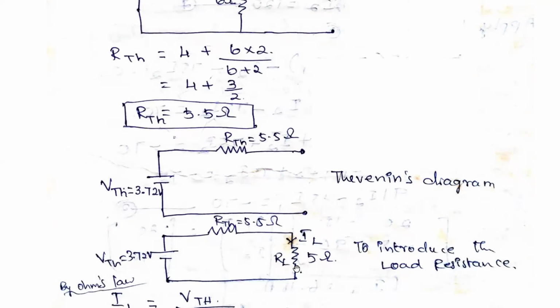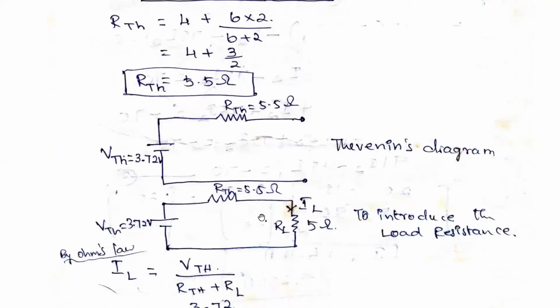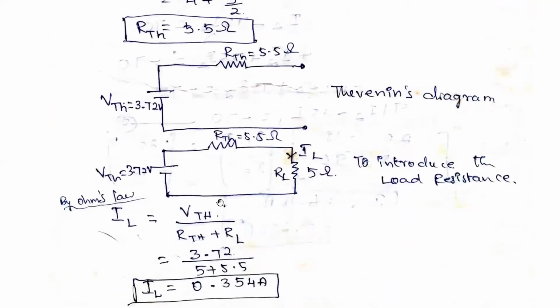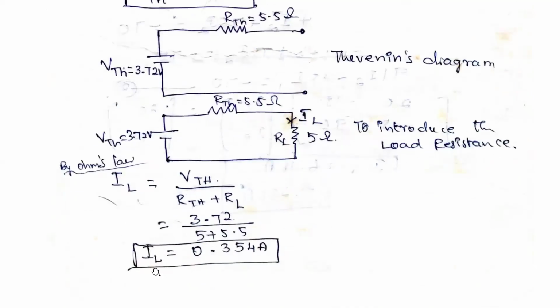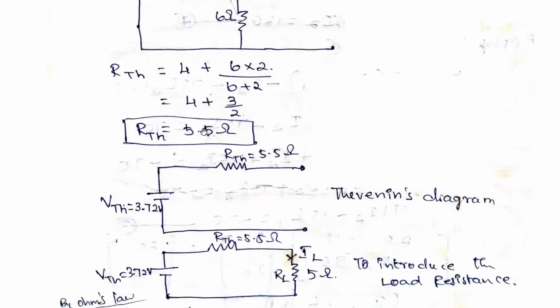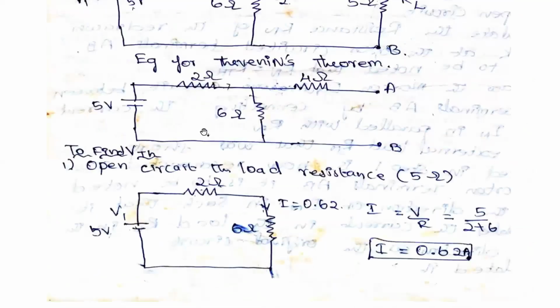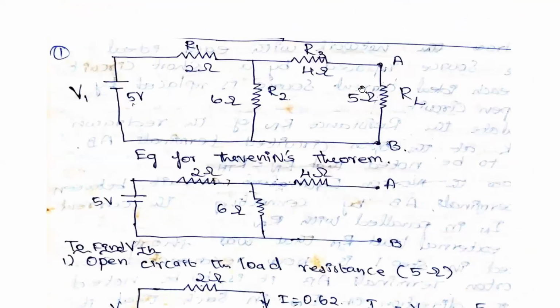Now we need to find out the load current, IL. How to find out the IL? IL is equal to VTH, by Ohm's law, divided by these two resistances in series, so we add RTH plus RL. So VTH is 3.72 divided by RTH 5.5 plus RL 5. If you simplify this, we get the load current as 0.354 amperes. So this is the load current for this particular circuit, while solving by using the Thevenin's theorem.